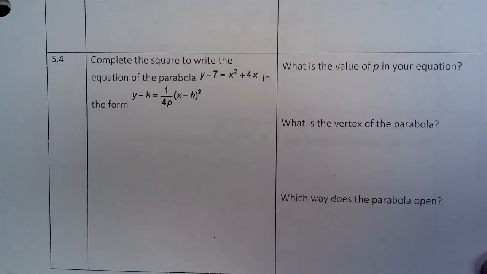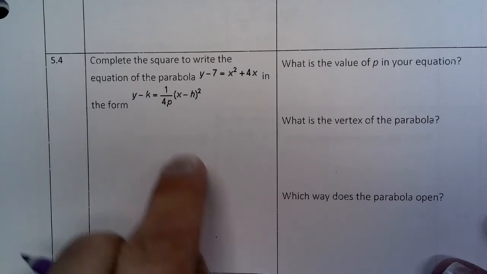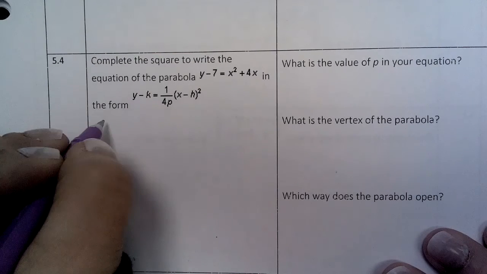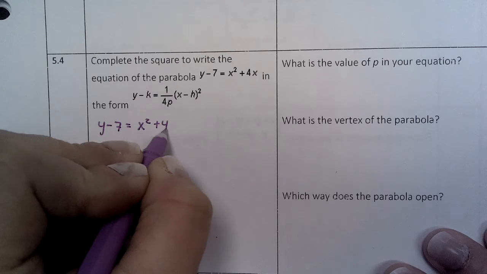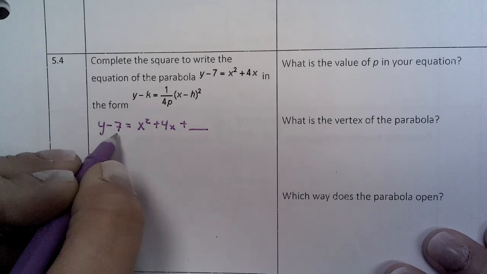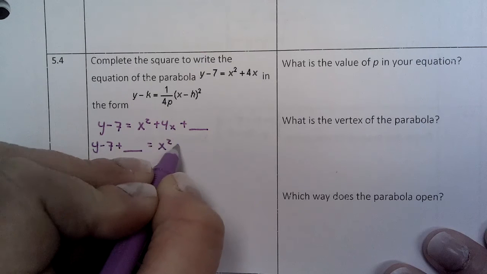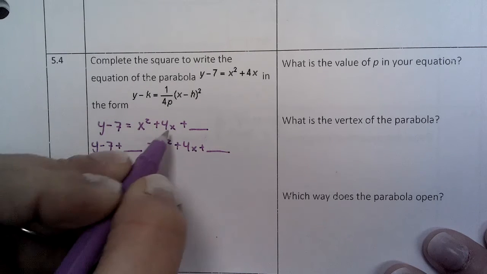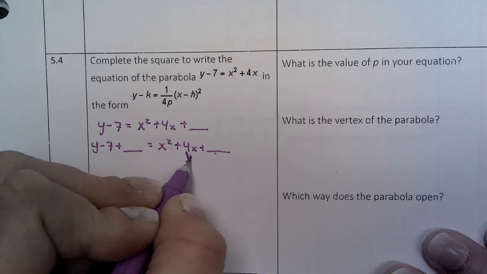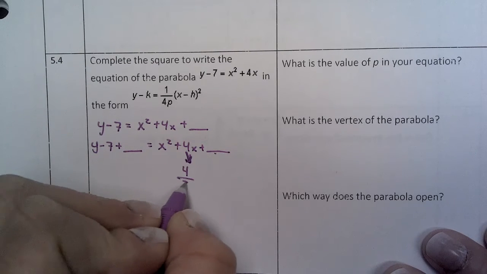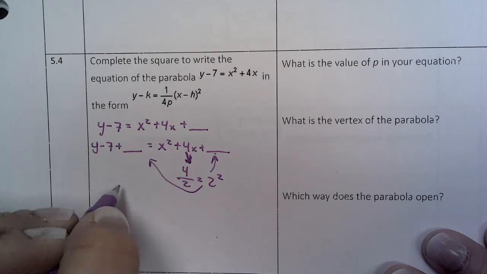Okay, so the next one says complete the square to write the equation in this standard form. Okay, so remember, to complete the square, we've already got the constant over here. So we're going to add a blank and a line, and we have to do the same thing here. So we're going to add a blank and a line. All right. So now to get what goes in there, we take this b value here, we divide by 2, and we square that number. And that's what goes in both of those spots.